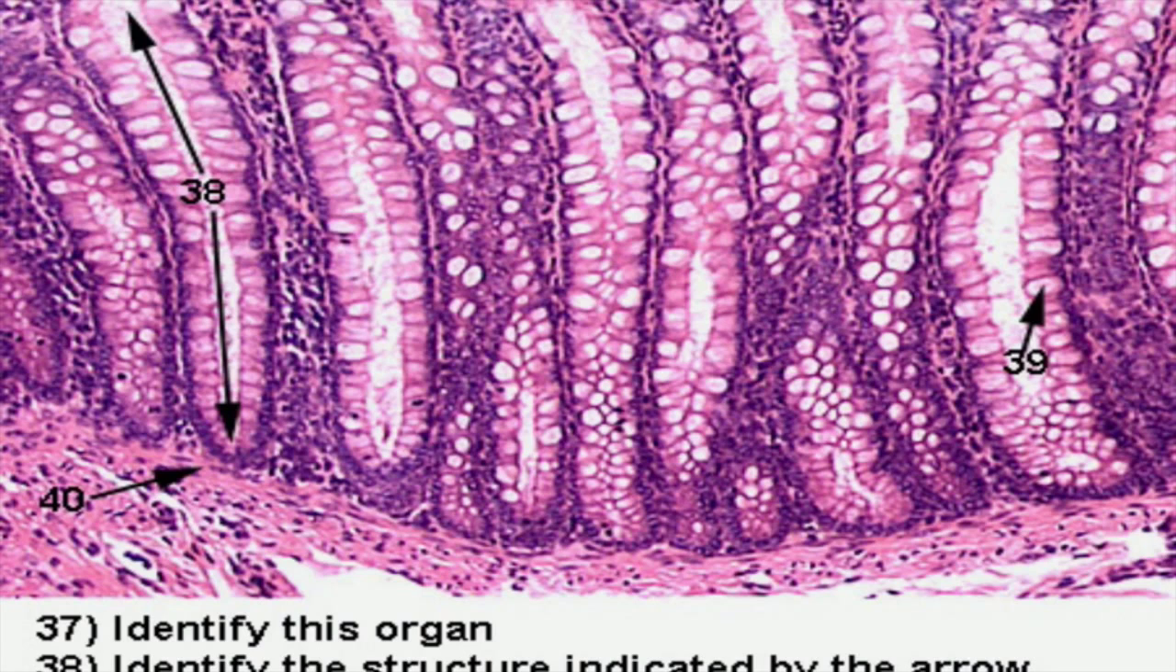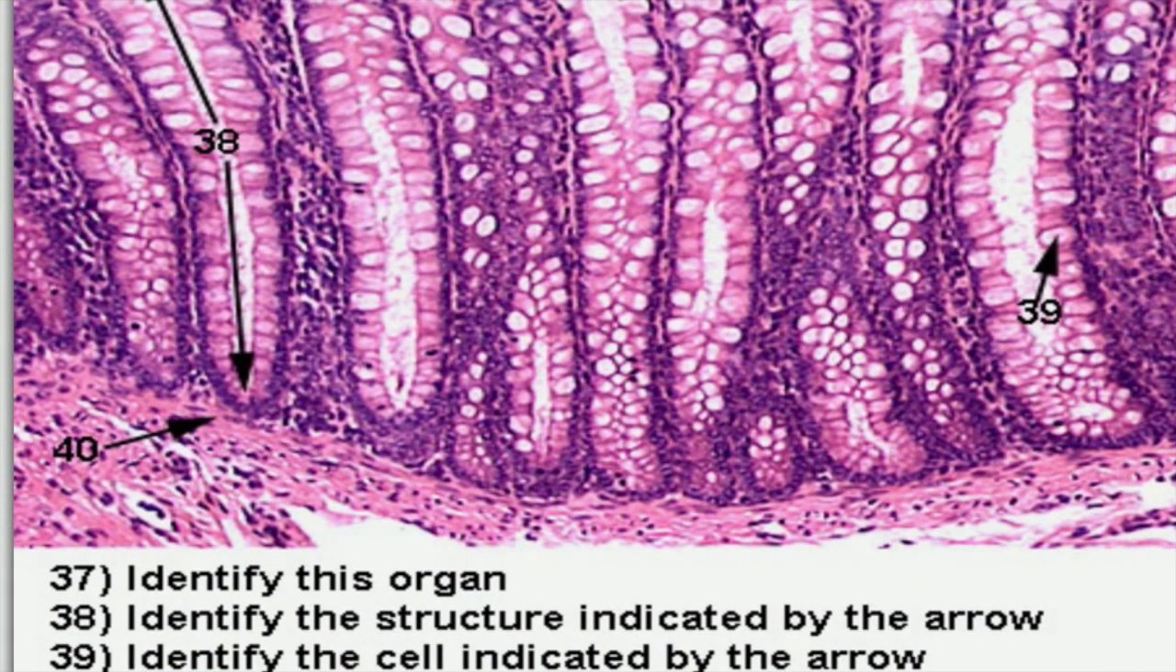Slide number 3. Identify this organ: large intestine, colon. Identify the structure indicated by the arrow. Number 38, it is the intestinal crypt. Number 39, identify the cell indicated by the arrow. This is the goblet cell. As you see, it is empty due to dissolved mucus. Number 40 here. Identify the layer indicated by the arrow in 40. This is the muscularis mucosa.